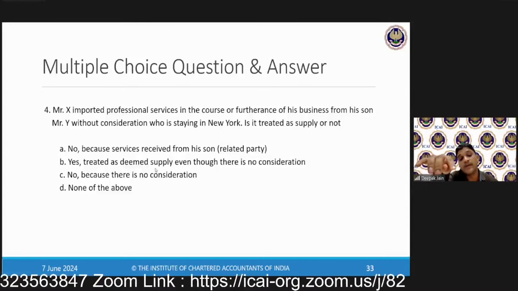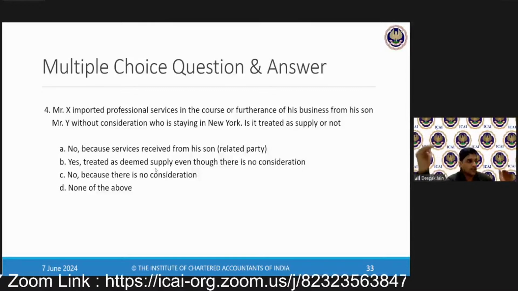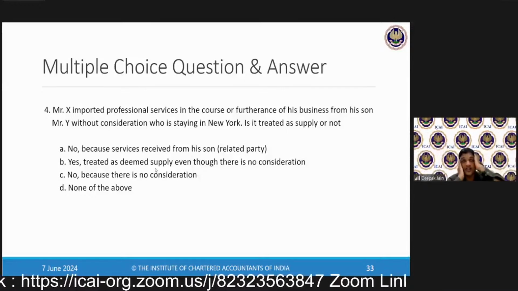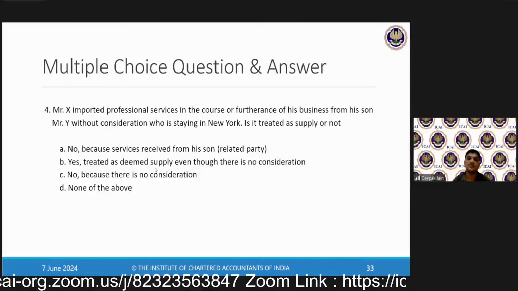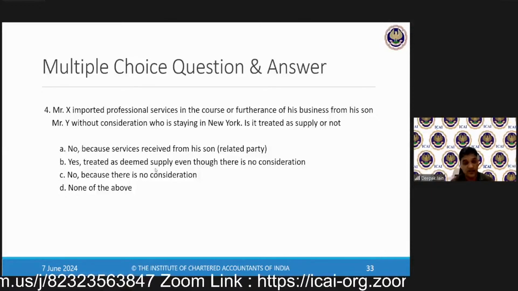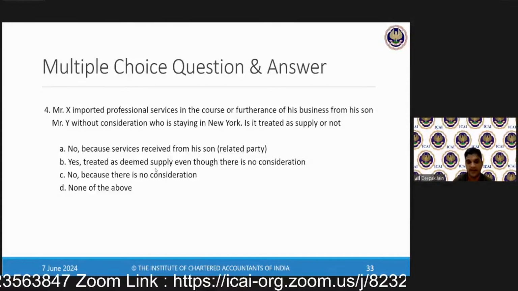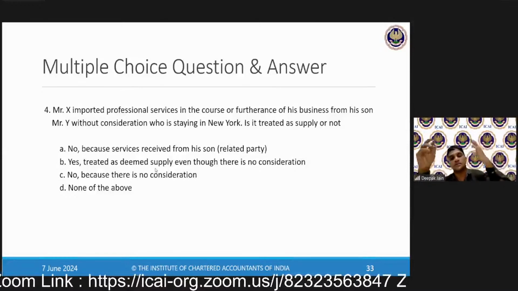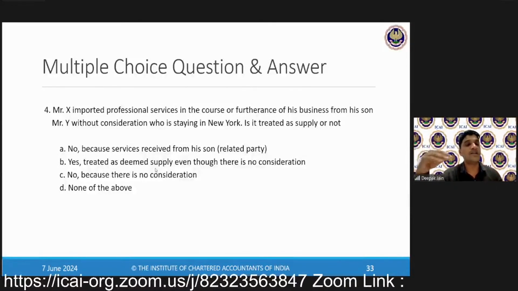So don't expect the answers to give Schedule 1 itself. You know Schedule 1 is there, but you have to connect it. Schedule 1 means that it is importation from a related person and there is no consideration. It is a supply. So in this case, it is from a related person, right? Son is a related person, no consideration. It is treated as a deemed supply. Deemed supply means it is not a supply, but Schedule 1 is calling it a supply. That is the meaning of deemed supply.